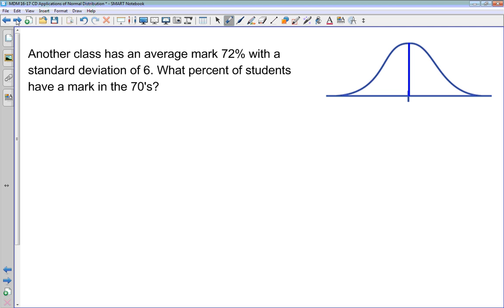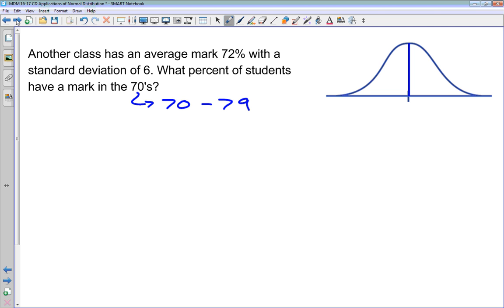Now, when we say mark in the 70s, we're going to assume that all the marks get rounded off to the nearest whole number percent. So a mark in the 70s is going to be anything from 70 to 79, if there are no fractional marks. So a mark like 79.5 or 79.6 is not going to exist for the purposes of this question.